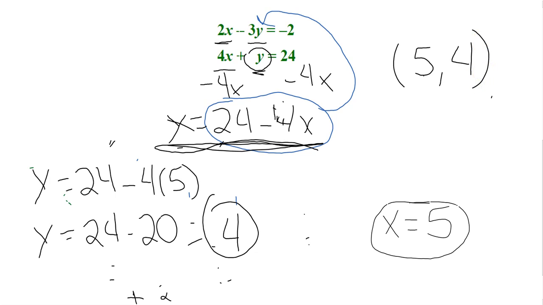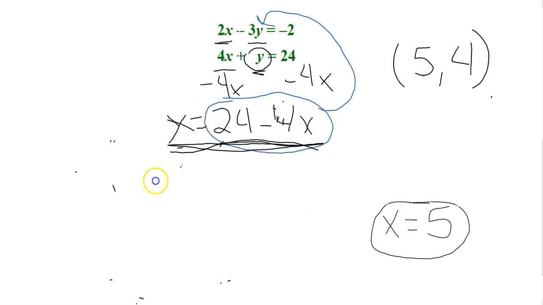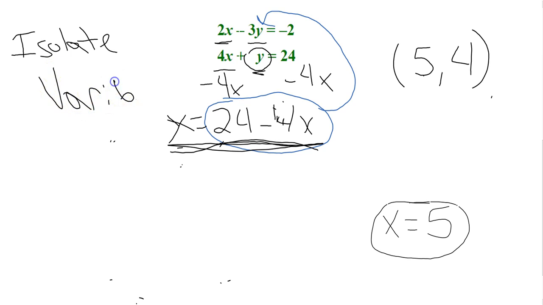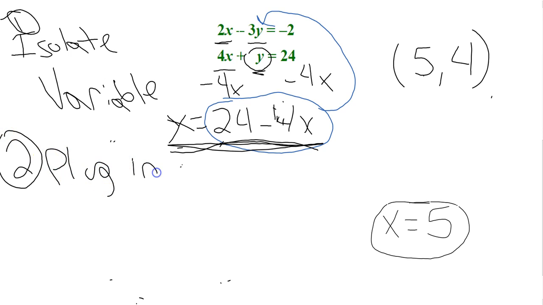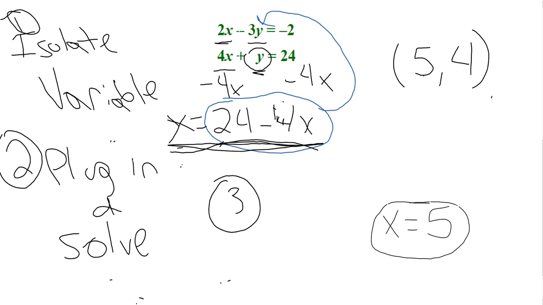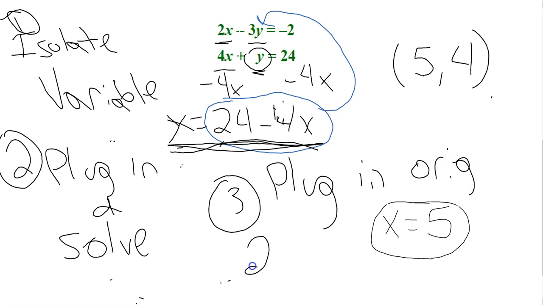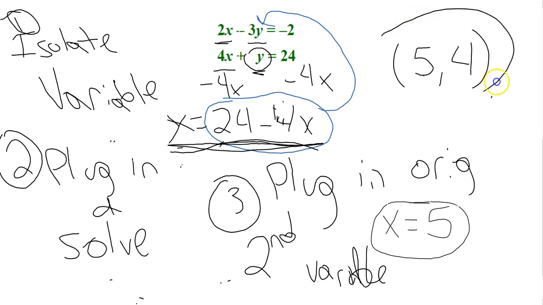So for substitution, really there are 3 main rules we want to follow. First rule, we want to isolate a variable and pick the easiest variable. We don't want to work harder than we have to. So that's my first rule. Second rule, once I isolate a variable, plug it in and solve. And then the third thing I'm going to do, once I solve for one variable, is plug into the original to solve for the second variable. Okay? And that's how I end up solving 5, 4.